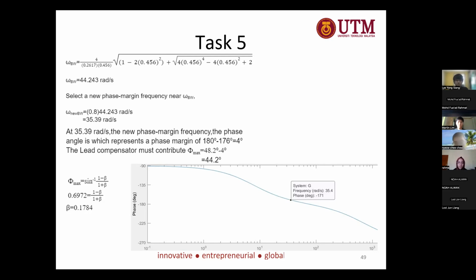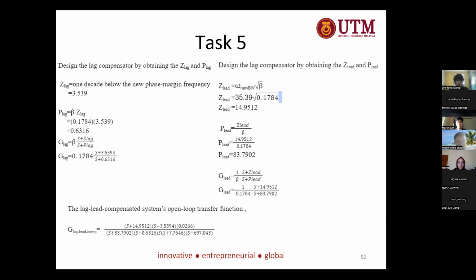So we let 48.2 minus 4 to get the value that the lead compensator has to contribute in order for us to achieve the phase margin of 48.2. After getting the phase max, we let the phase max equal inverse sine of 1 minus beta over 1 plus beta. So we will get our beta equal to 0.1784. Next, we can design our lag compensator first.